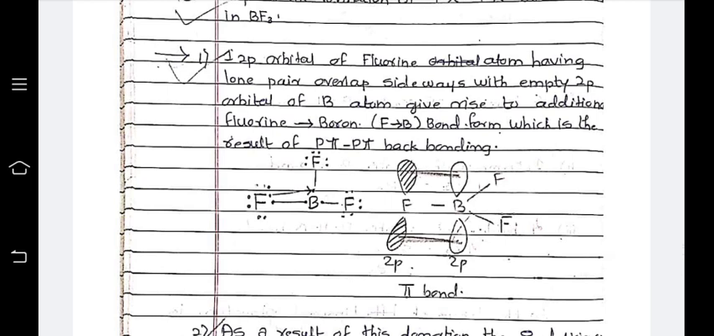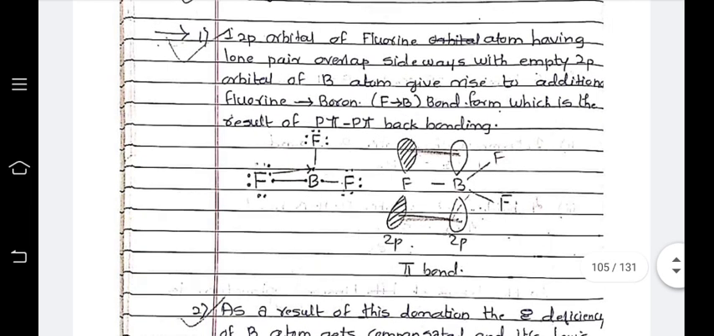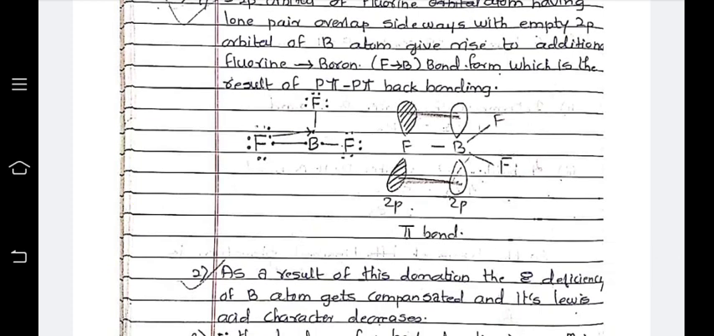The 2p orbitals of the fluorine atoms having the lone pair overlap sideways with the empty 2p orbitals of the boron atom, giving rise to an additional fluorine-boron bond, which is the result of the p-pi back bonding.